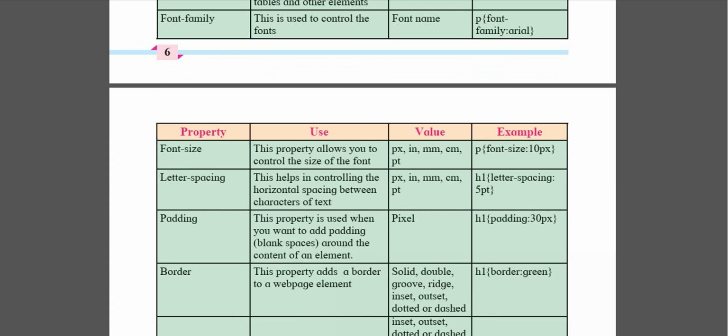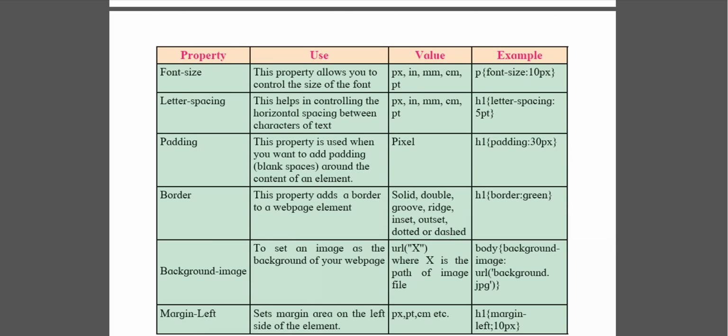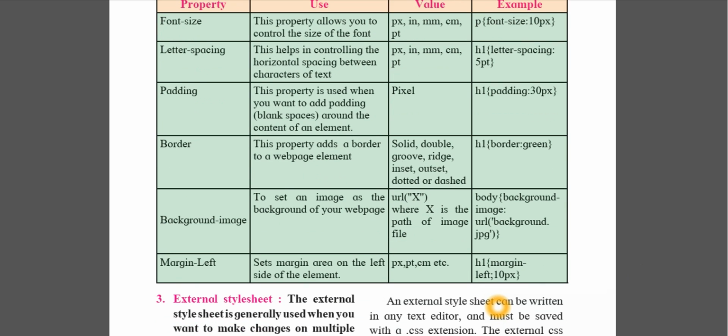Padding, this property is used when you want to add blank space around the content of the element. Border, you can use a border of solid, double, groove or anything in web creation. Background image, you can set the image with your URL. Margin left, the margin left can be set at the side of the element. So these are the examples which you can use in your web creation. Students, if you want to practice, you can use these examples for your web creation.